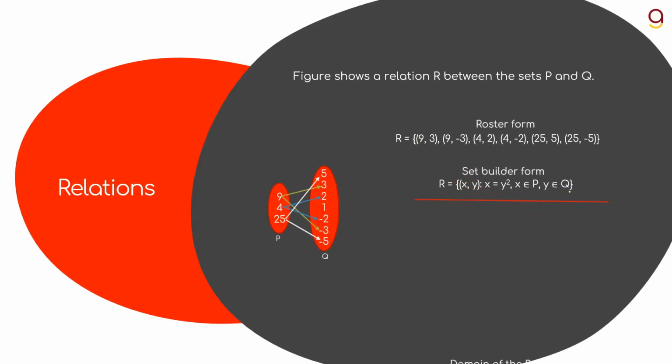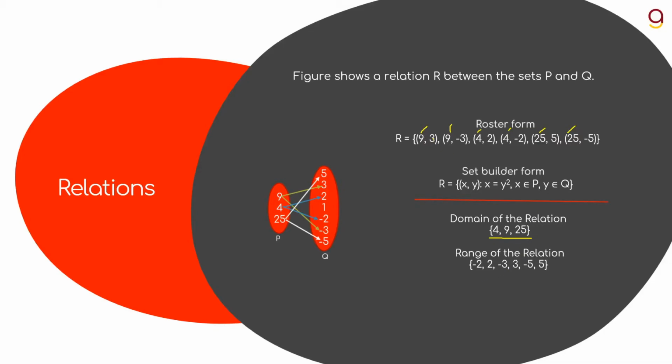Now let's see what's the domain and range. Domain, the set of all the first components. You can see here 9, 4 and 25. As these are the first components, this will be the set of domain. And range.